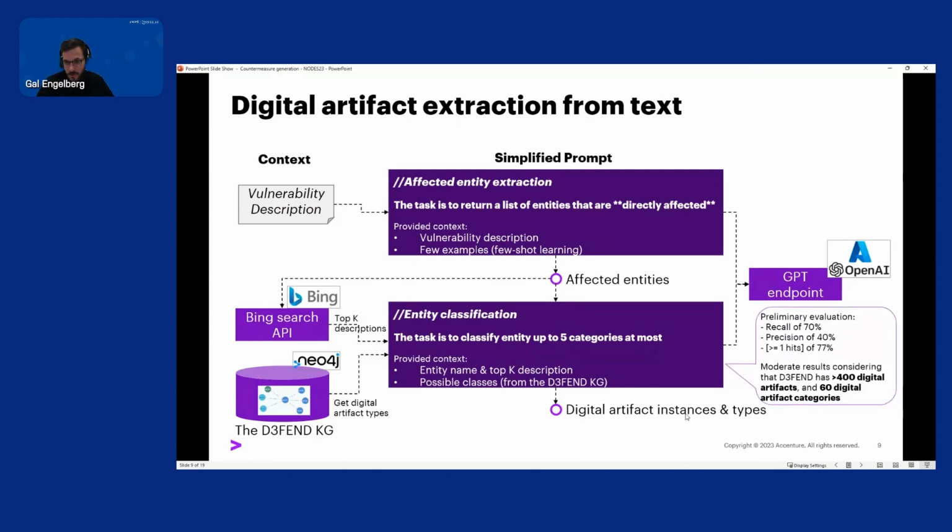On preliminary evaluation, we saw a recall of 70%, a precision of 40%, and an accuracy of more than 75%, which are pretty moderate results, considering that D3FEND holds hundreds of digital artifacts and 60 digital artifact categories.